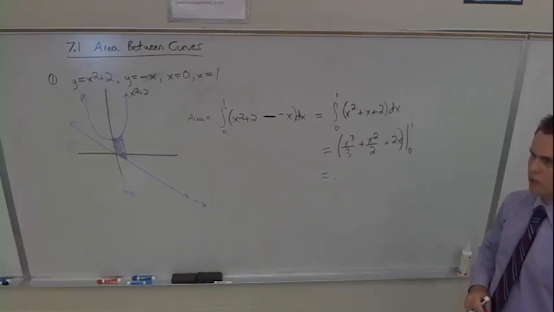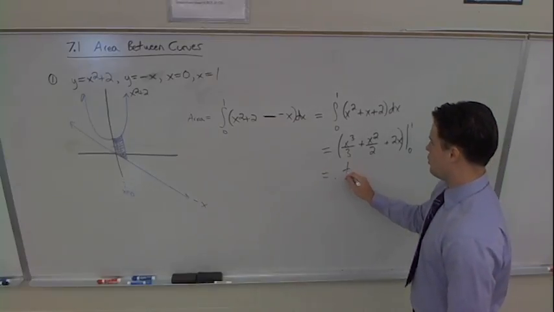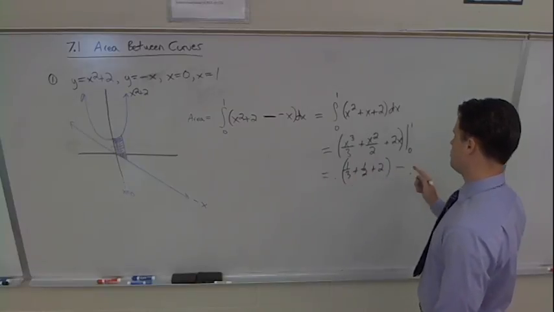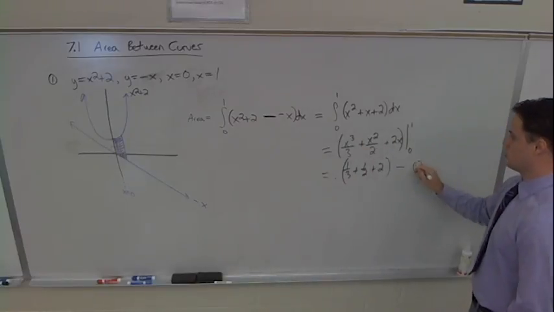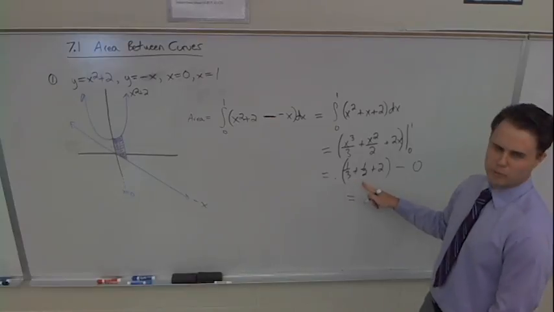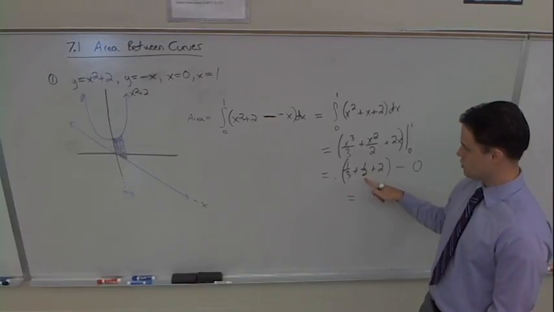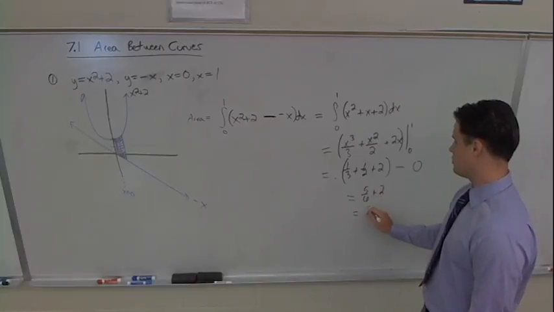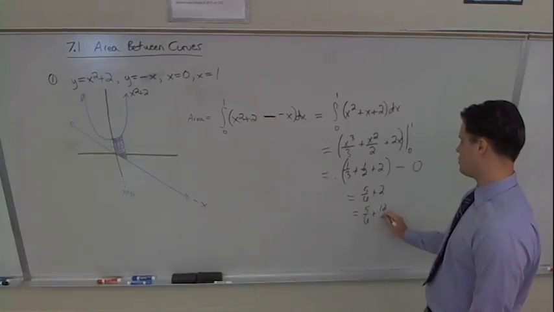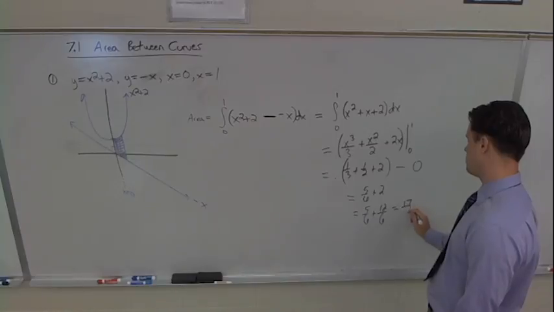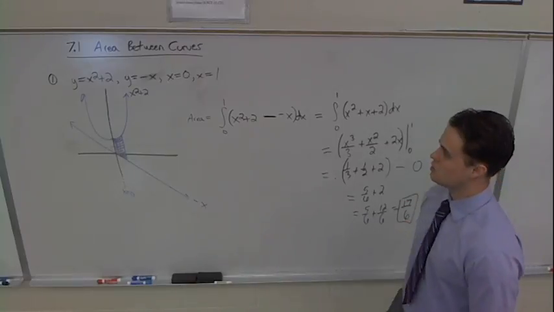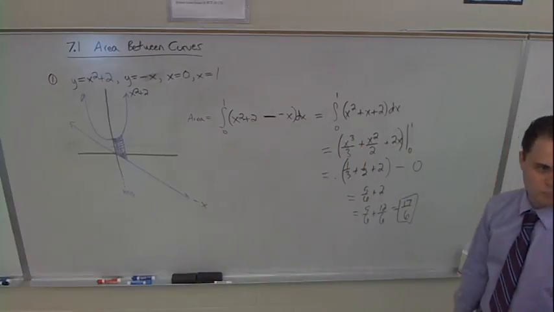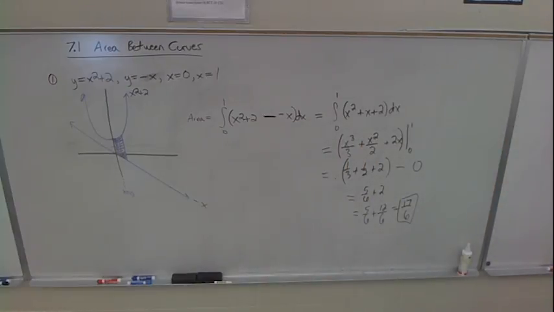Okay, so let's plug in. So we're going to get what? 1/3 plus 1/2 plus 2 minus 0, minus nothing. So that's what? Common denominator: 2/6 plus 3/6 is 5/6, plus 2, that's 5/6 plus 12/6 is 17/6. There are 17/6 square units of area in that little blue thing. Sound right?